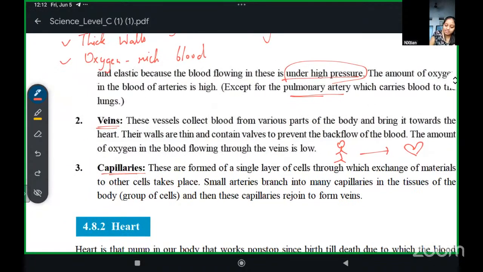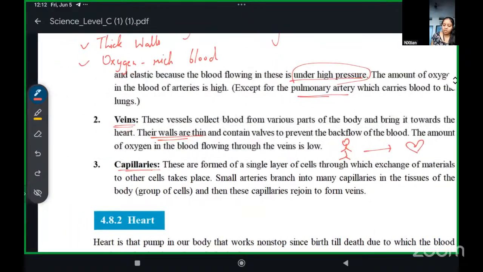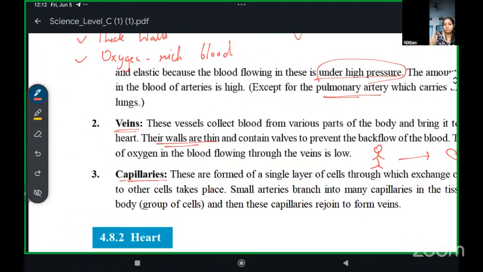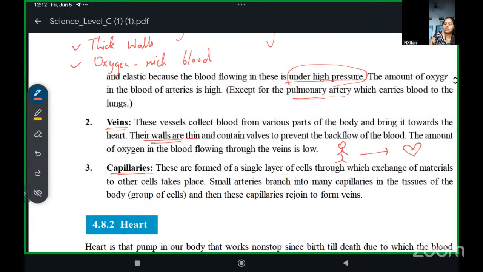Now their walls are thin because blood comes in at low pressure. The blood is also deoxygenated, or less in oxygen. The blood from the heart to the body is very high in oxygen. The blood from the body to the heart is very low in oxygen.